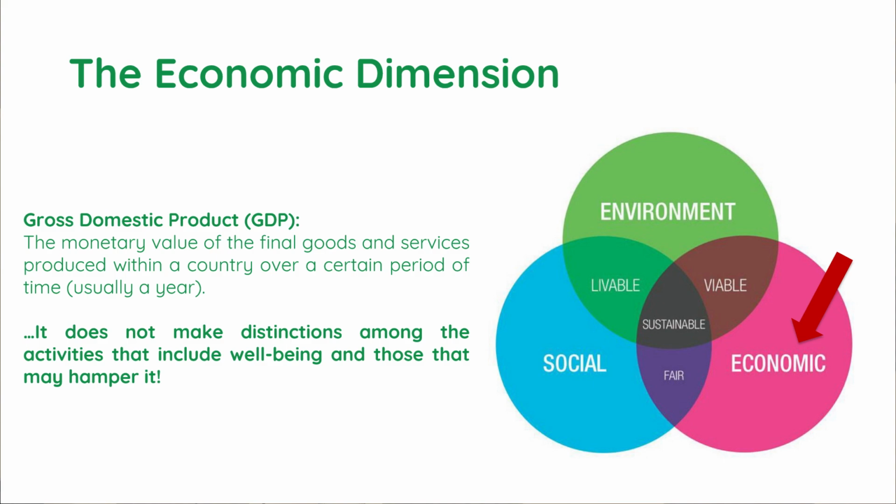Basically, the GDP gives an economic snapshot of a country and is used to estimate the size of an economy and the growth rate. An important thing is that the GDP considers all transactions as positive, so that part of it also includes damages caused by pollution, natural disasters, etc. For example, if you buy a car, the GDP grows. If you have an accident, the GDP grows as well. So in this way, GDP does not make distinctions among the activities that include well-being and those that may hamper it. So this must be taken into account.